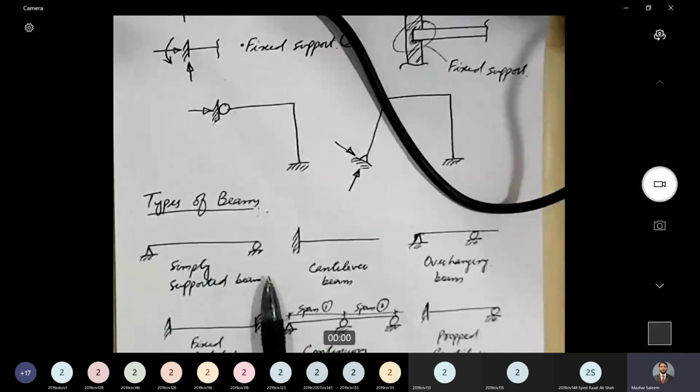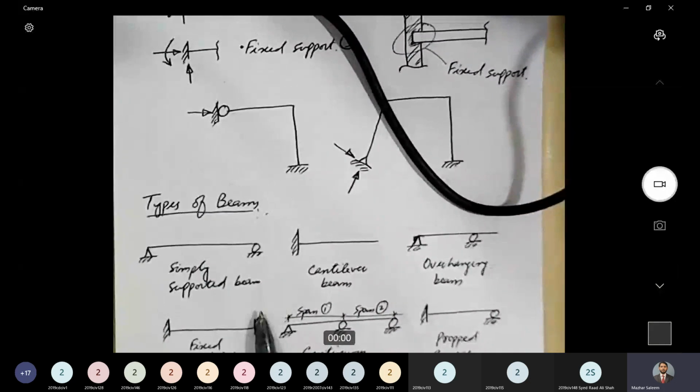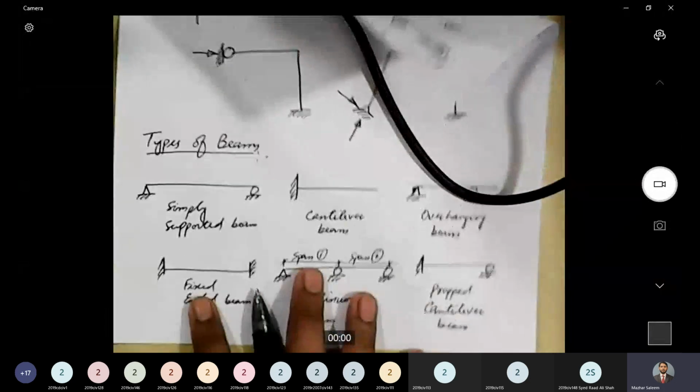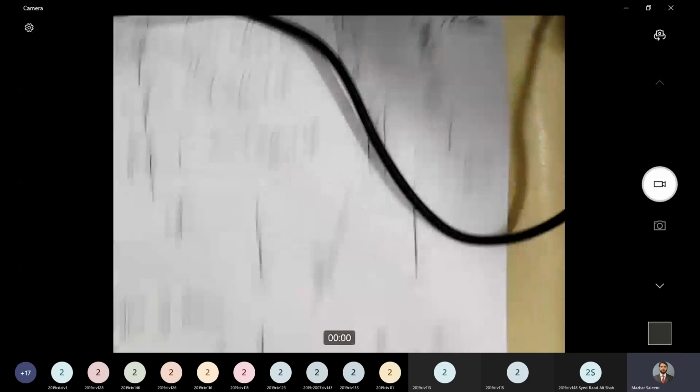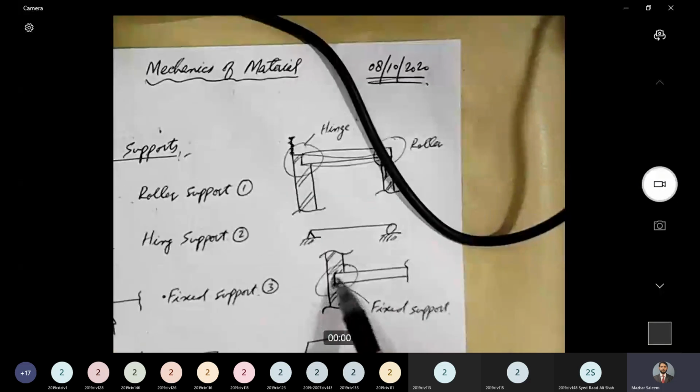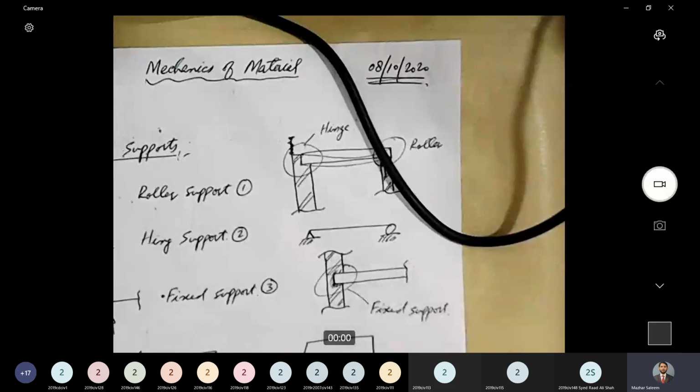And fixed-ended beams. Now, just by looking at any beam, it is hard to say whether it is fixed-ended or not. For that, we need to see the end conditions. Let's say we have a 10-story building, and in that building, we are talking about the 6th floor. At the 6th floor, we have one column here and another column on the other side, and a beam is supported in between. That beam will have fixed supports at both ends.